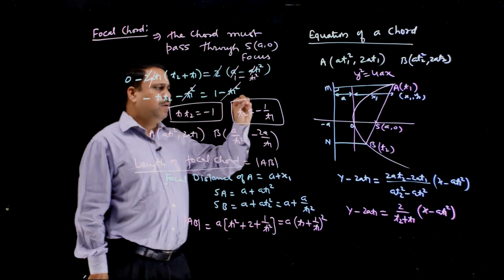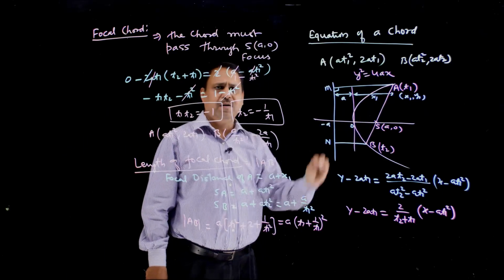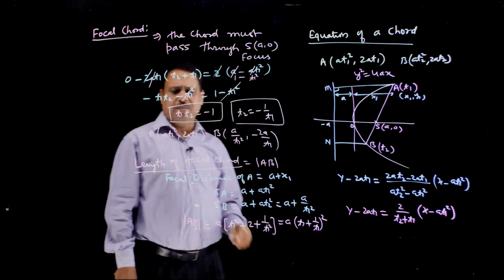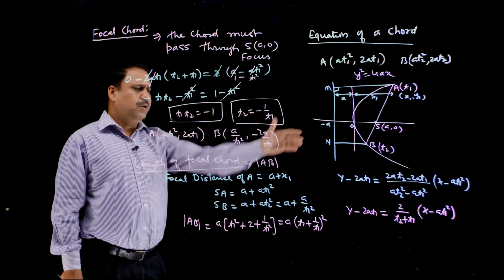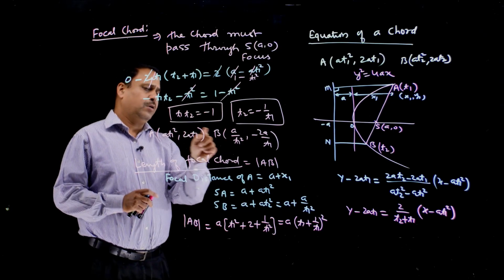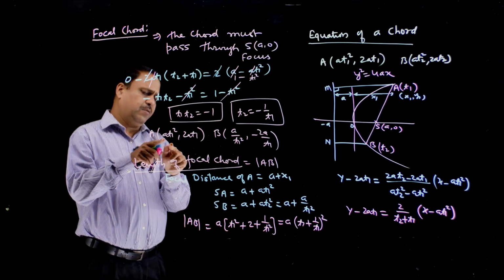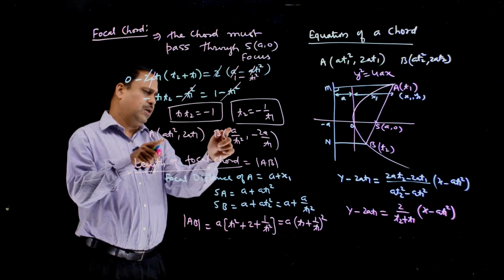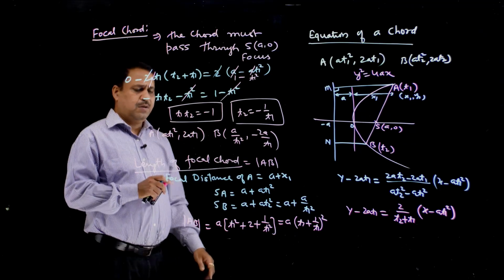That means if I know coordinates of one point of focal chord, I can calculate coordinate of other end of the focal chord. So if A is A T1 square, comma 2A T1, B will be, replace T2 by minus 1 upon T1. So it is minus 1 upon T1 square. So minus square is plus. So A upon T1 square, comma minus 2A upon T1.